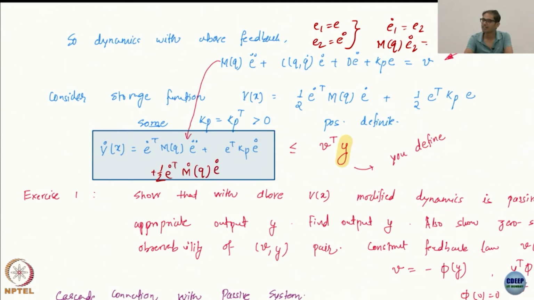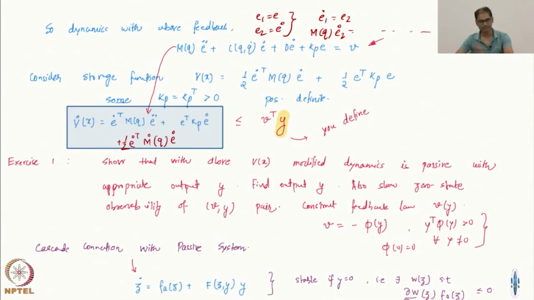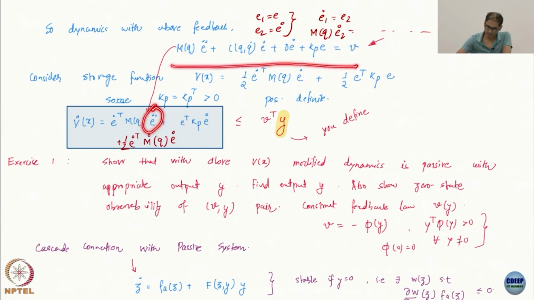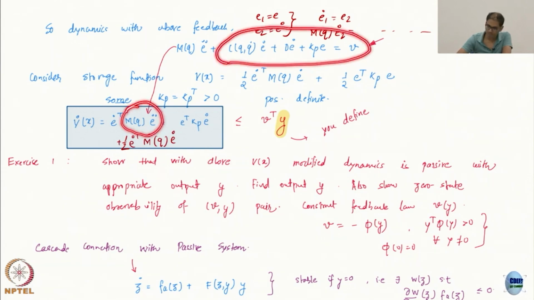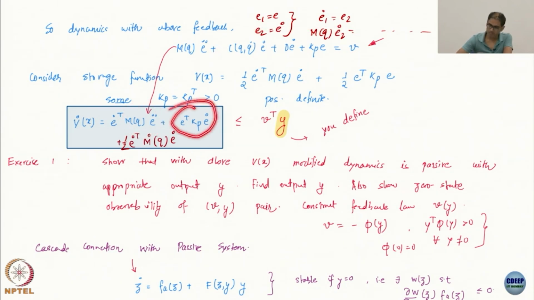This I want to be less than or equal to V transpose Y. I need you to do this as an exercise. Now you see, I have to plug in for Mq E double dot here, which is this. This brings in the control, the new control V, and then there is E transpose Kp E dot, which is actually very nice. You will see that it's a nice term.